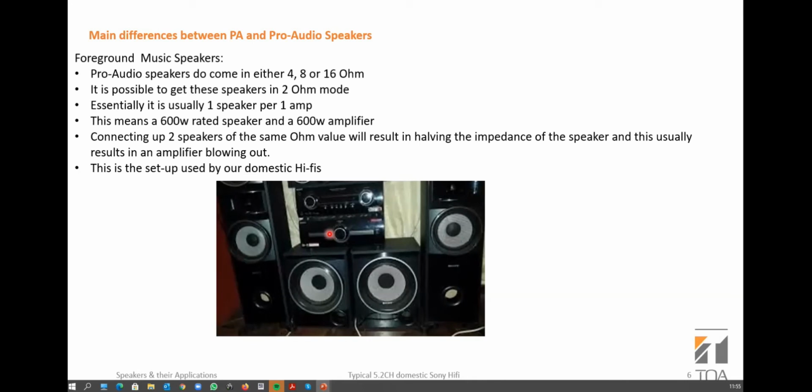So please, when you are connecting speakers on the pro audio range, if you are doubling up the speakers, if you are paralleling the speakers, be sure that you know the effective load. 2 by 8 ohm in parallel gives you 4 ohm. 2 by 4 ohm in parallel gives you a 2 ohm. So you need to be careful of how you are connecting these speakers. All right.